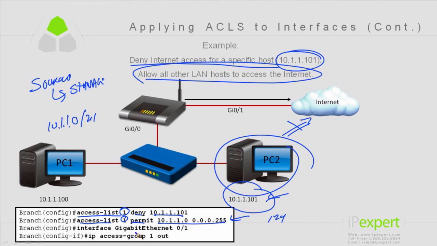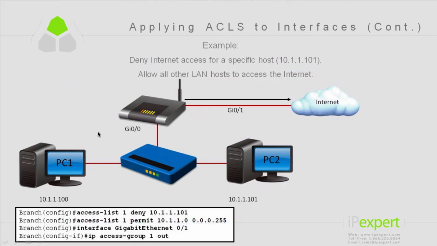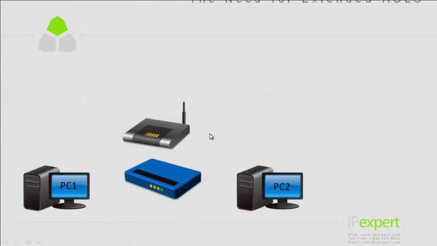In this case, I'm going to do that on the outbound interface on the router going towards the internet, and I'm going to apply this access list in the outbound direction. And doing so, we're filtering that traffic as it tries to leave our infrastructure.